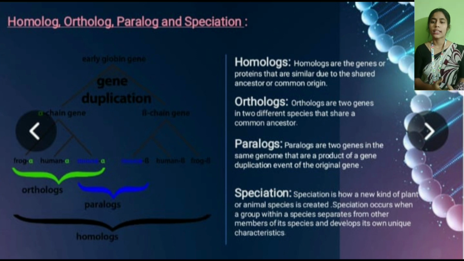Homologs. Homologs are genes or proteins that are similar due to a shared ancestor or a common origin. Orthologs. Orthologs are two genes in two different species that share a common ancestor. Paralogs. Paralogs are two genes in the same genome that are a product of a gene duplication event of the original gene.